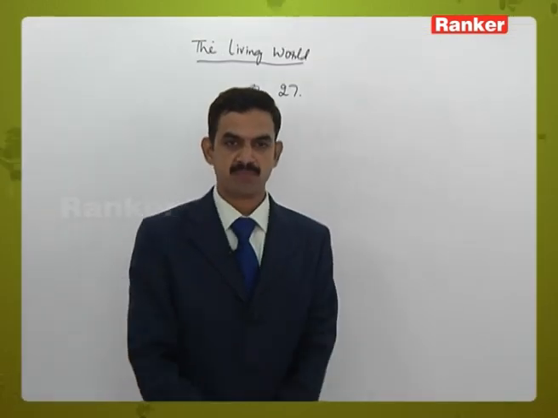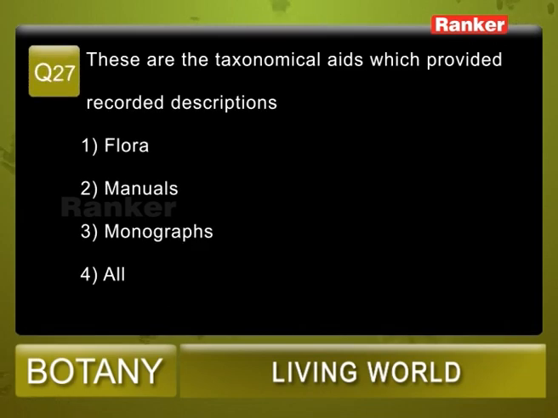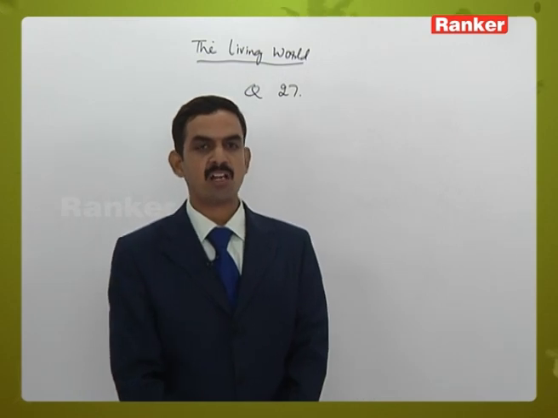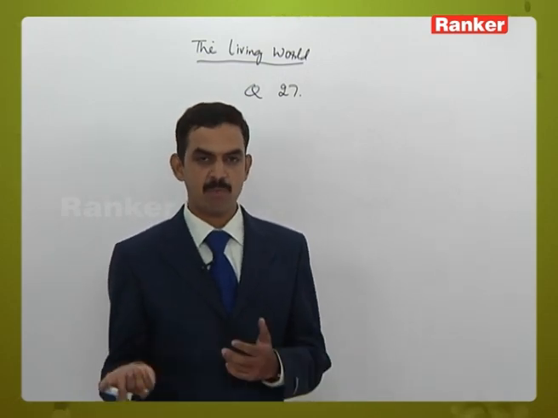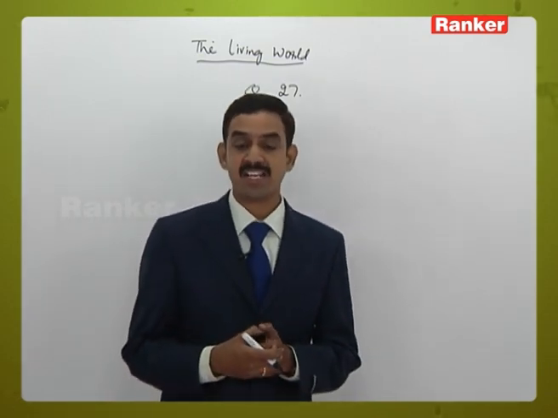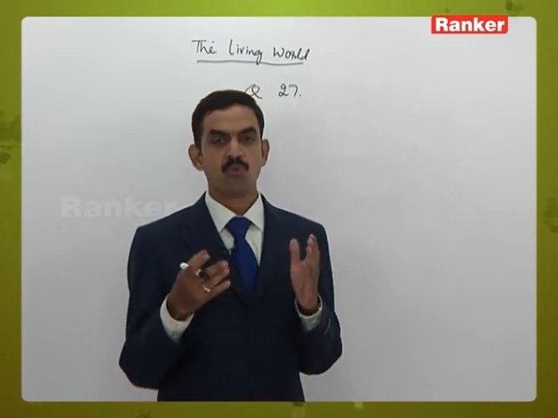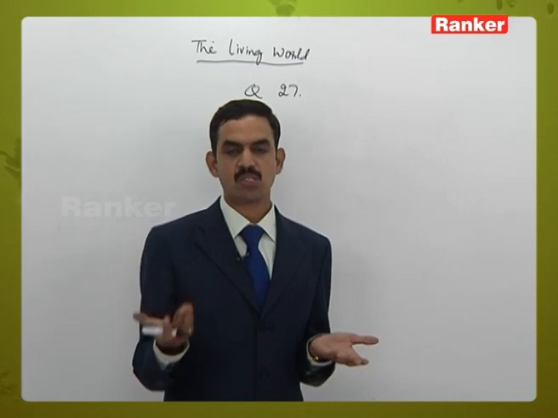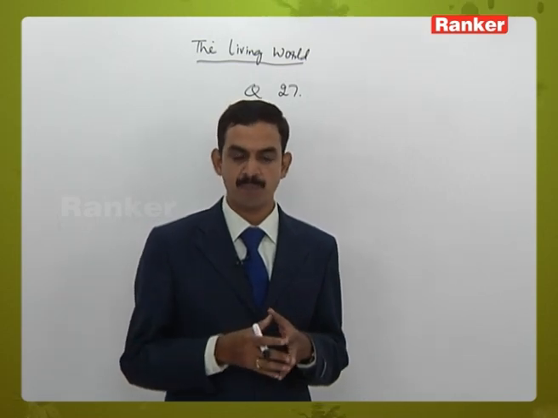Question number 27. These are the taxonomic aids which provided recorded descriptions. Options: 1. Flora, 2. Manuals, and 3. Monographs. The fourth is all. Taxonomic aids means those which are helping in the taxonomy part. So here, which contains the recorded descriptions? Flora is nothing but the books related to the plants. Here it is called flora.